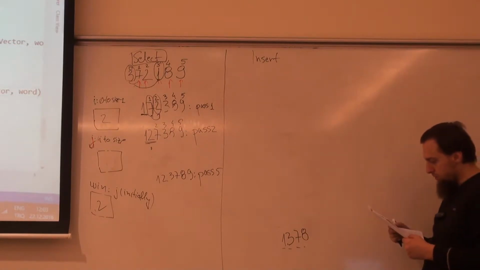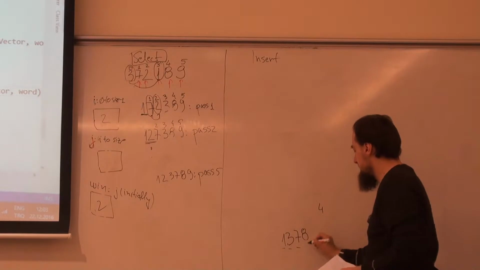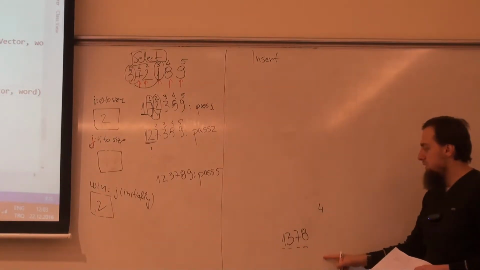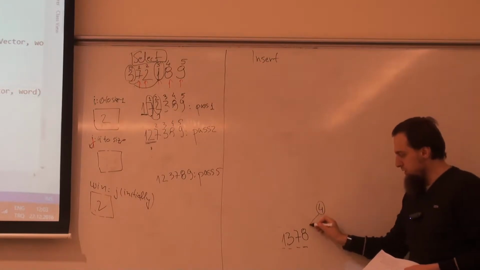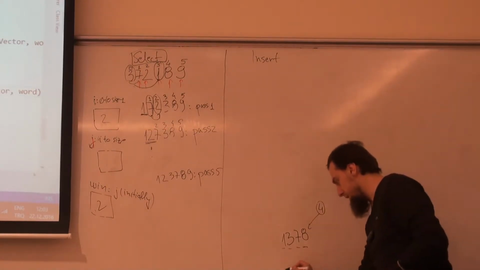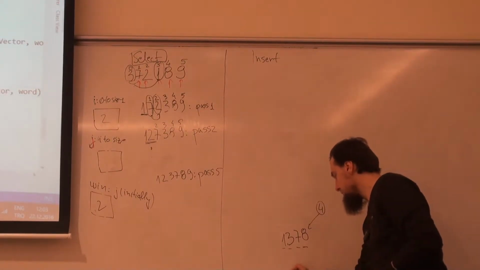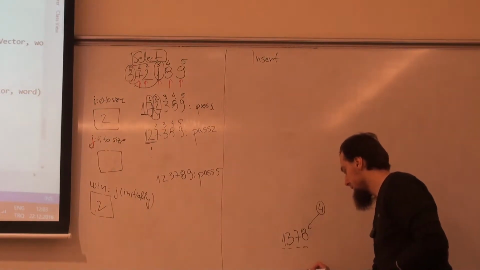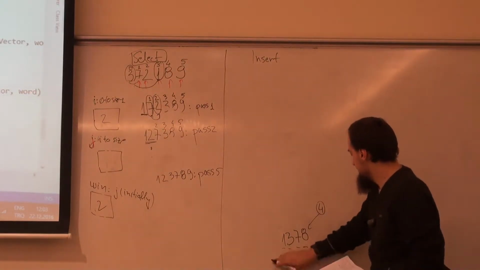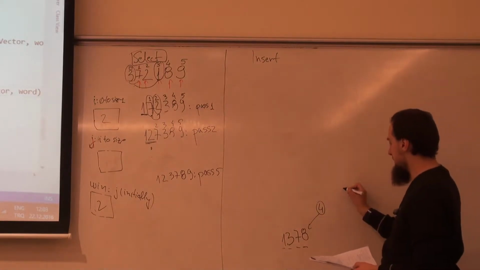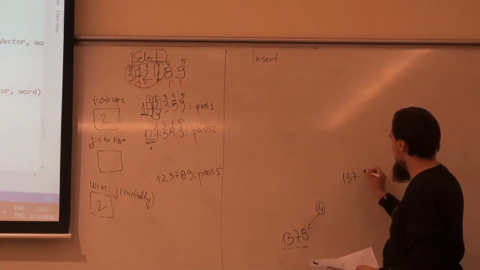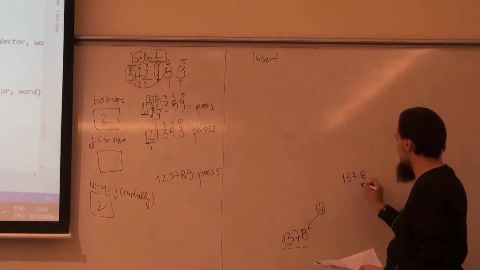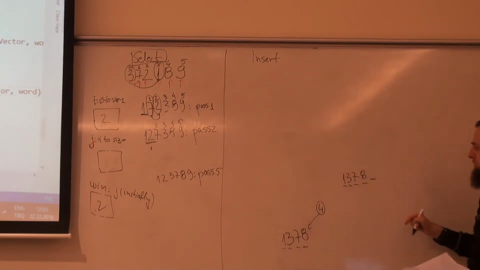So let's say here we want to insert 4. And here we have 4 elements. With this 4 that we want to insert here, we will have 5 elements. That's why what we do is the following. I'm going to start from here. Basically, I have again 1, 3, 7, 8, and one more place. We allocate one more memory.